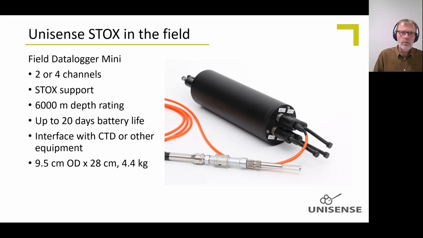To do so in situ, you can work with the field data logger mini here. It comes in a 2 and a 4 channel version. It can go to 6 kilometers water depth. The sensors are mounted on the in situ amplifier here and are pressure compensated so they can stand the pressure. It has a battery for up to about 20 days of operation, and you can interface it with a CTD or other equipment if you want.